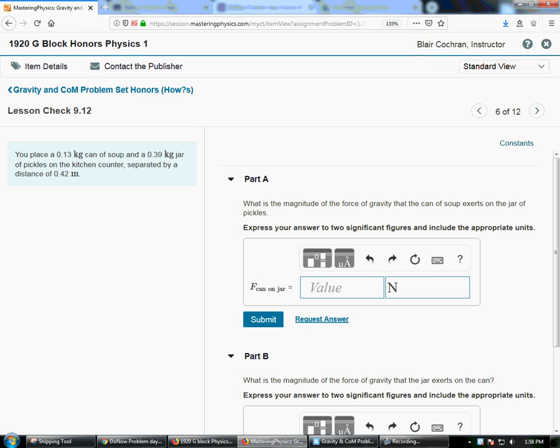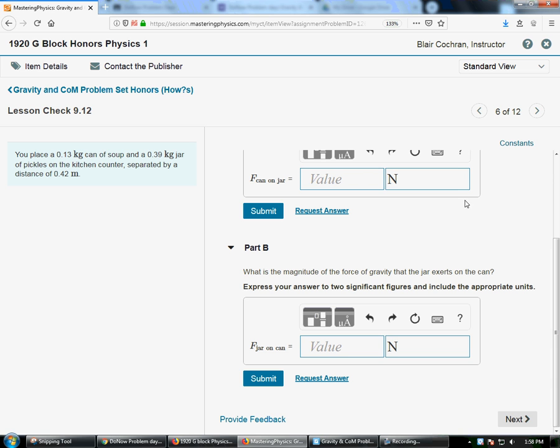Alright, so number 6. You've got soup, you've got pickles, and they're separated by this distance. They want to know the magnitude of the force of gravity the soup can exerts on the jar of pickles, and the magnitude of the force of gravity the jar exerts on the can.